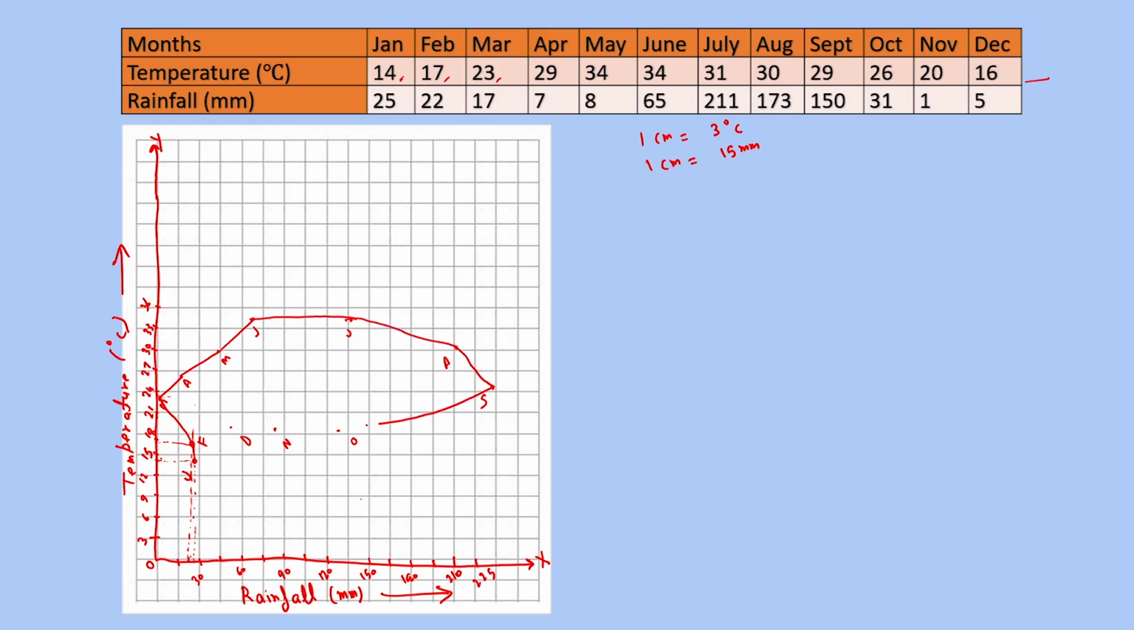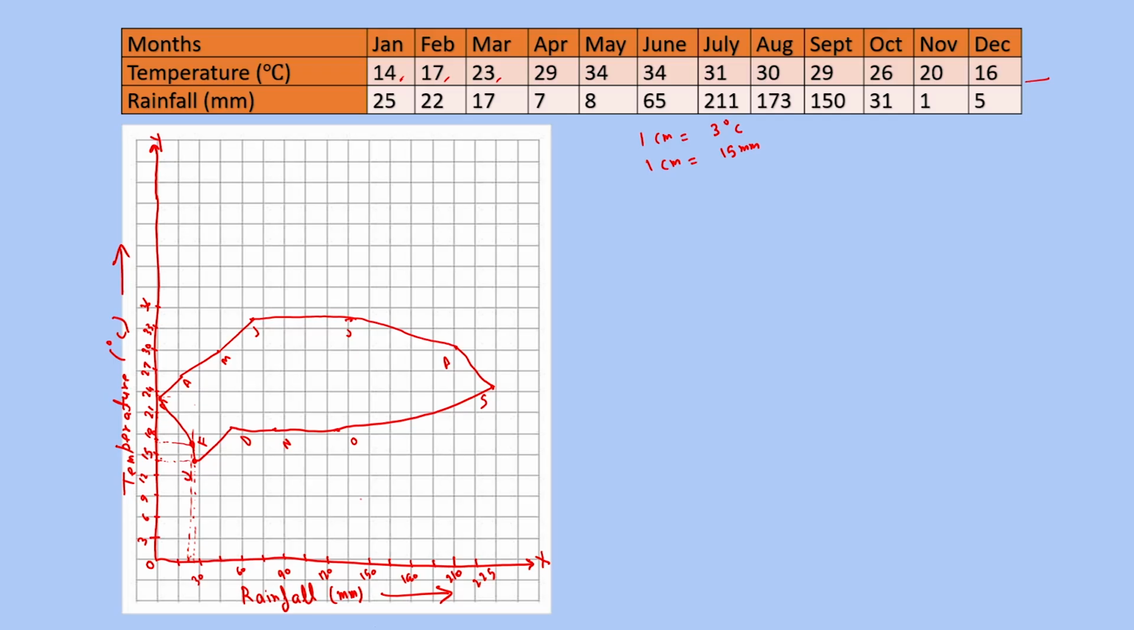Like this we will join. I am doing it roughly, so it is not correct. When you do it on graph paper, it will be correct. And after plotting till December, we will join December to January. This way we can create our Hyther graph, and then we will put the title on the top.